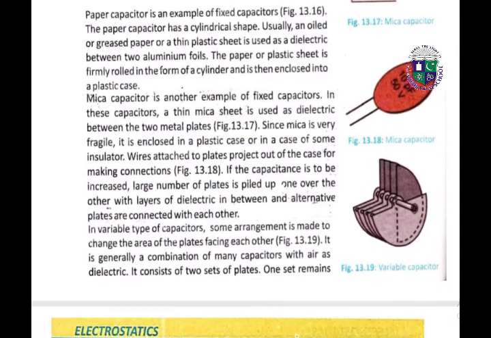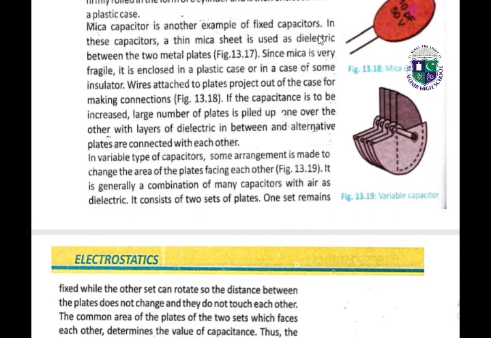Next, the mica capacitor is another example of fixed capacitors. In these capacitors, a thin mica sheet is used as dielectric between the two metal plates as shown in figure 13.17. Since mica is very fragile, it is enclosed in a plastic case or in a case of some insulator. Wires attached to the plates project out of the case for making connections. Figure 13.18 shows that if the capacitance is to be increased, a large number of plates are piled up one over the other with layers of dielectric in between.